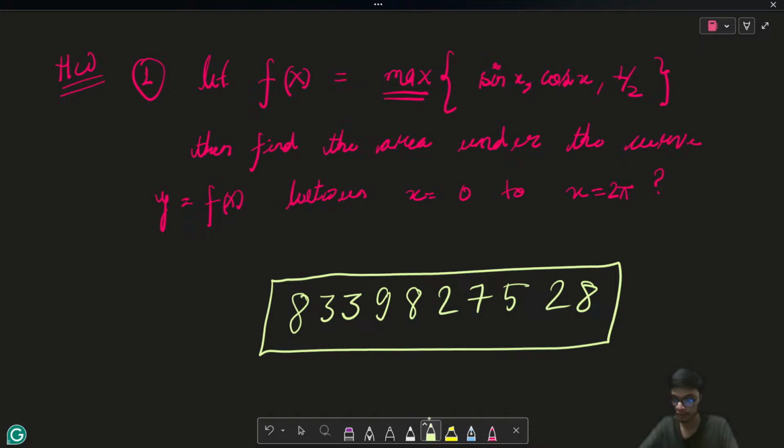Okay, so with this, I take a leave and we conclude the session over here. In the next class, we're going to solve more example questions, especially from JEE Mains and Advanced examination, from this particular topic of area under the curve. And with that, we are pretty much done with the chapter of area under the curve.